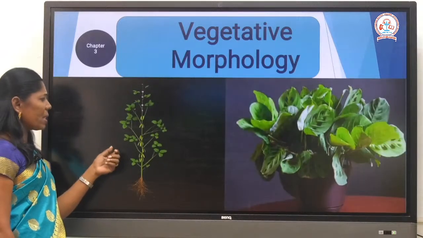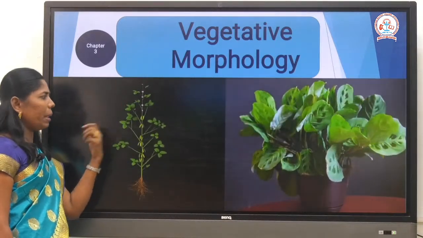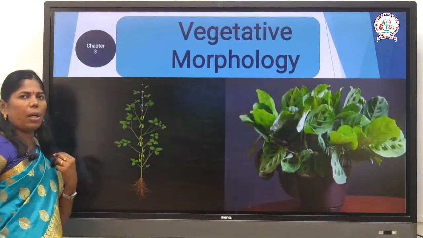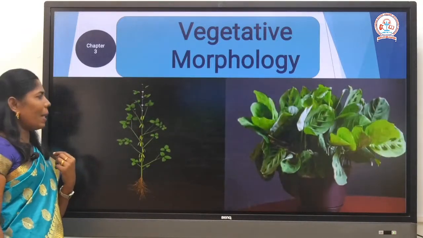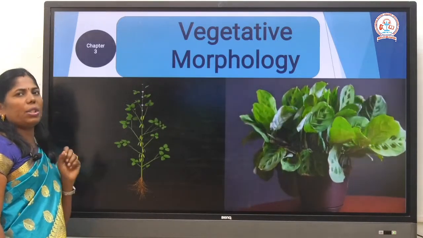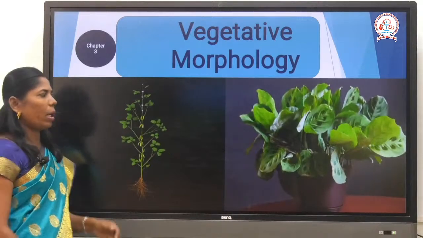And we have to see the axillary buds or terminal buds. So what is a terminal bud? At the tip of the plant we can see the flowers, that is a terminal bud. Axillary buds arise between the node and internode. Okay, we will see them one by one.